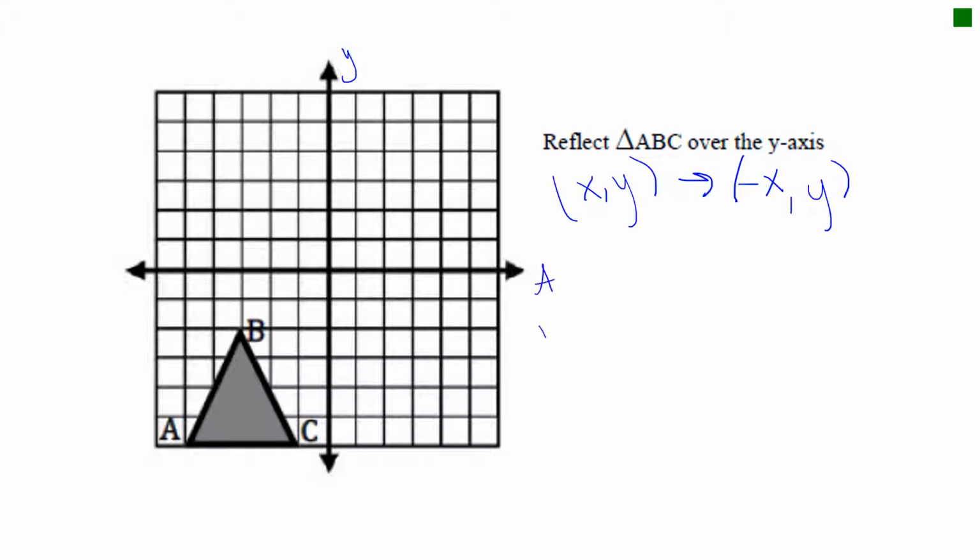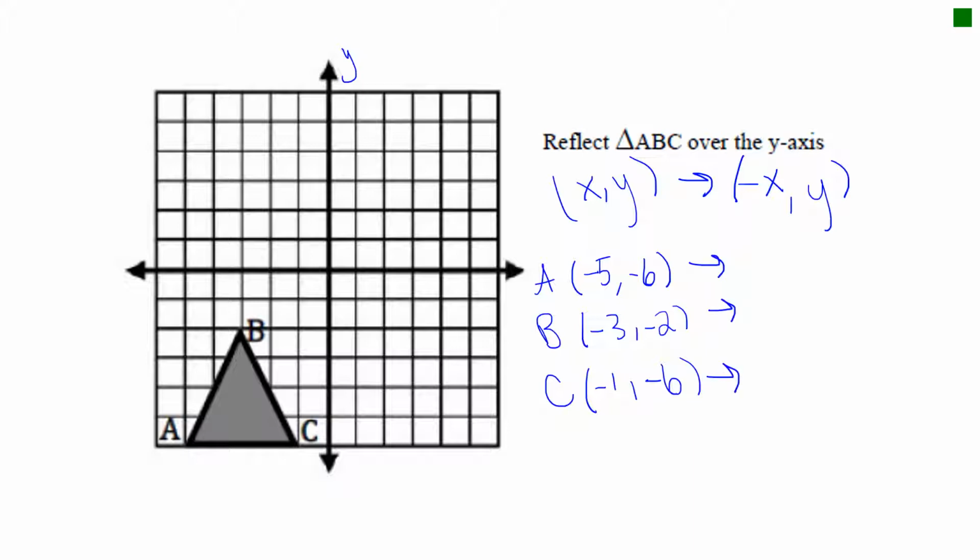So let's first write the points of our pre-image, or our original triangle ABC. Point A is the coordinate negative 5, negative 6. Point B is at the ordered pair negative 3, negative 2, and point C is at negative 1, negative 6. So from these points, I'm just going to change the sign of the x value because that's what my shortcut rule says to do.